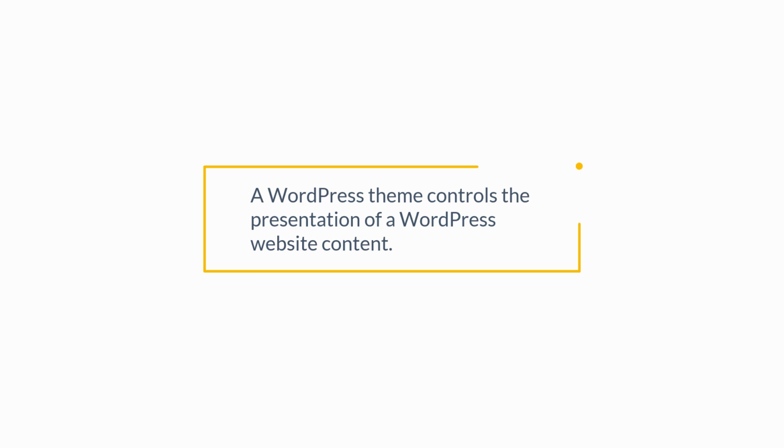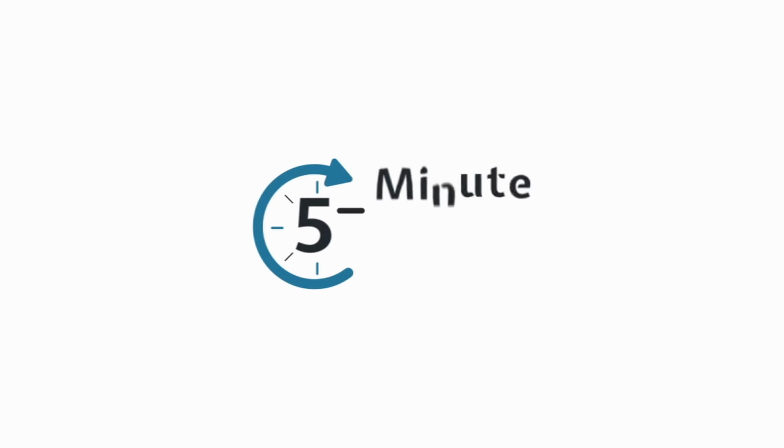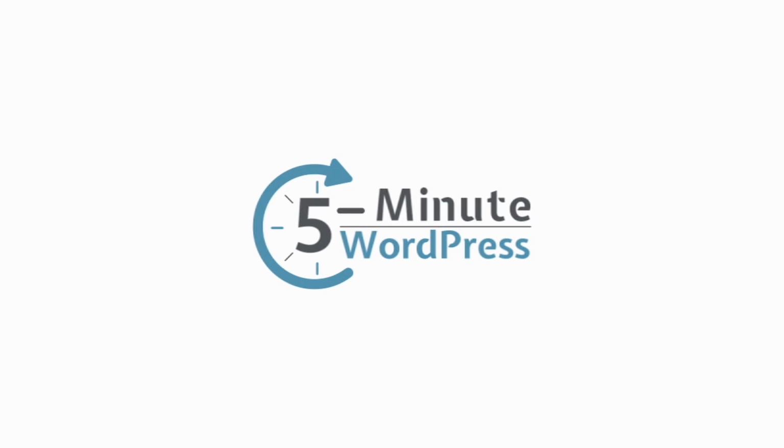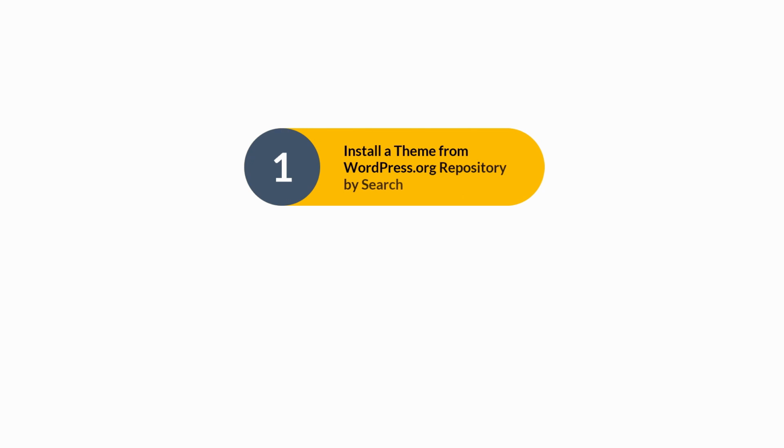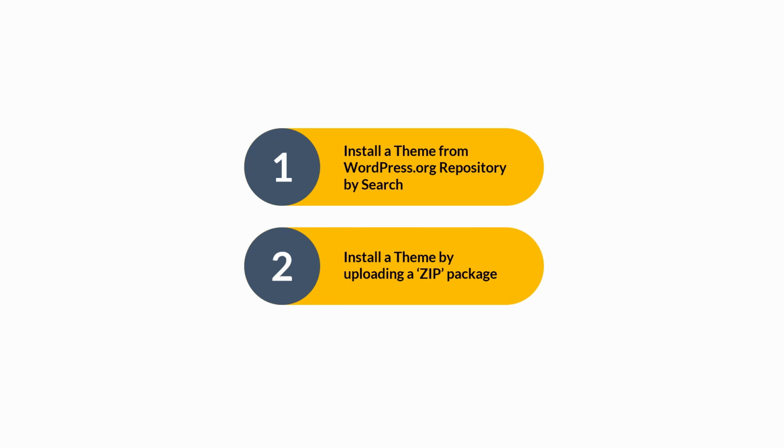Let's start. To install a theme in WordPress, there are two methods. First, install a theme from WordPress.org repository by search, and second, install a theme by uploading a zip package.